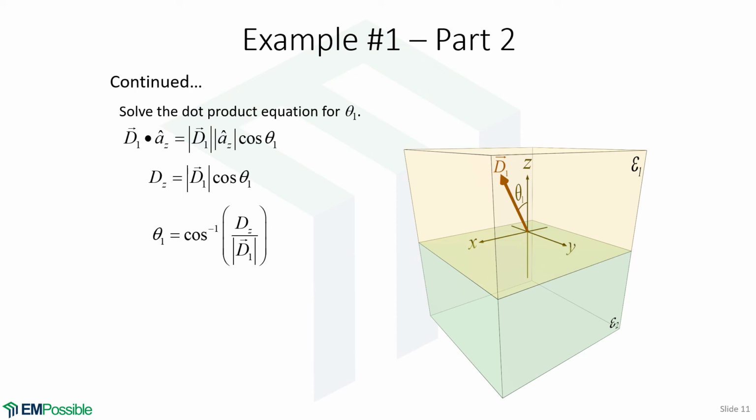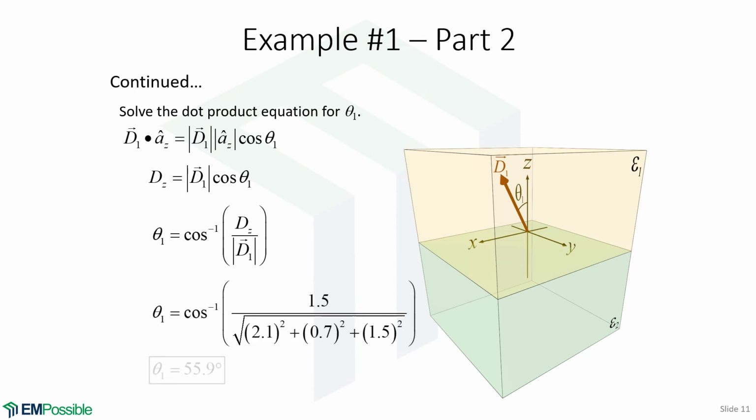Now we can plug in our numbers. We have a 1.5 for the z component of D. Notice I've dropped the units, and that's because the units in the numerator and denominator would cancel. I could have still written them, but maybe I got a little lazy. And then the bottom is the magnitude of D1. And if we run the math, that angle theta 1 is 55.9 degrees.